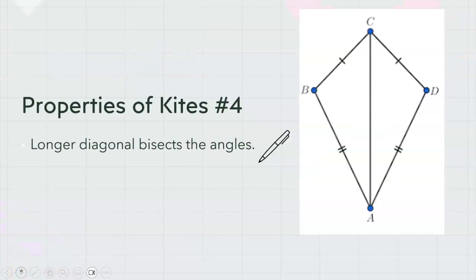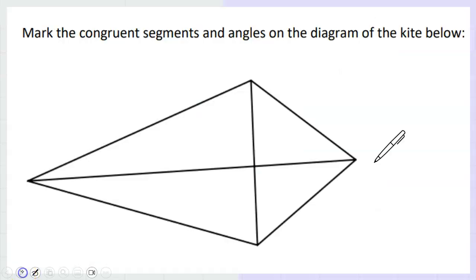And then the last property is that the longer diagonal bisects the angles. So if I draw that longer diagonal in, I know that it's going to bisect this angle, and it will also bisect this angle. So it forms a bunch of congruent angles, that longer diagonal. So given those four properties, we can mark some congruent segments and angles on a kite diagram. This is at the bottom of your notes.